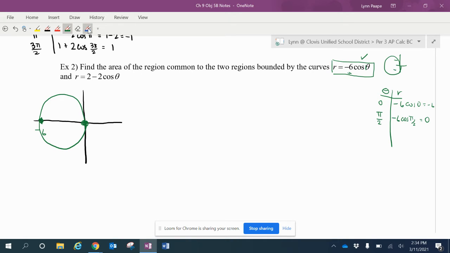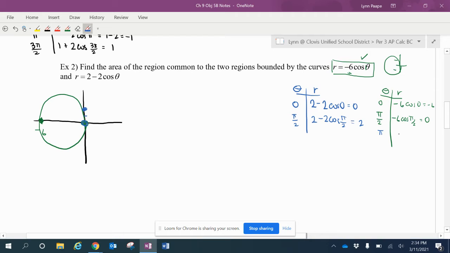So then let's go ahead and do the second graph. So again, if I need to, I would do a t-table. So I'm just going to use a space and then I'll erase it in just a minute. So when theta is 0, I would have 2 minus 2 times the cosine of 0. Cosine of 0 is 1, so 2 minus 2 would be 0. So that would be here at the pole. And then if I put in pi over 2, I would get 2 minus 2 cosine of pi over 2. Cosine of pi over 2 is 0, so 2 minus 0 would be 2. So that would be somewhere, let's say right here.